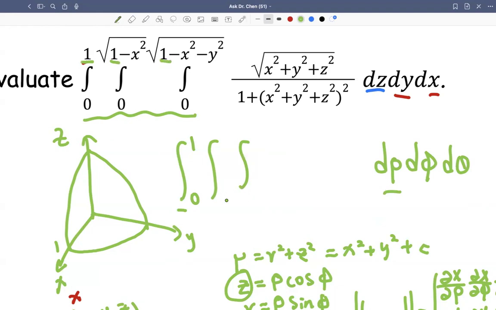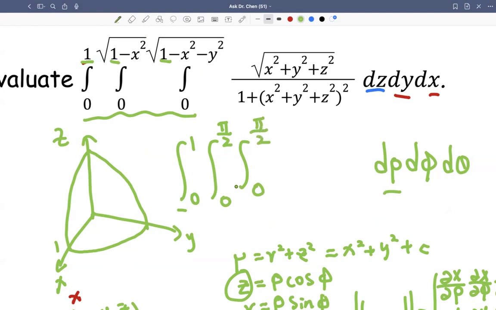In the phi direction, it just goes from 0 to pi over 2. Usually phi is defined from 0 to pi, but this is above the xy plane, so 0 to pi over 2. In the theta direction, it's also just the first quadrant. Theta also goes from 0 to pi over 2.